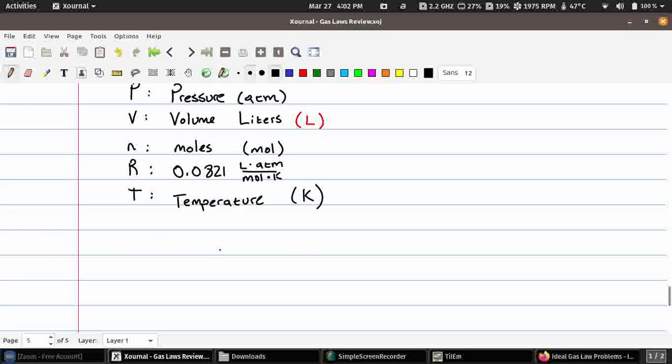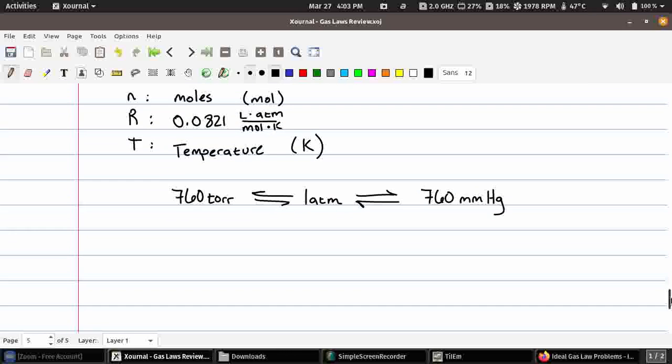First, I'm going to put 1 atmosphere here. And then we're going to do some equilibrium arrows. So we have 760 torr is equal to 1 atmosphere, meaning 1 atmosphere is also equal to that many torr. Over here we have 760 millimeters of mercury. So that means that 760 millimeters of mercury is equal to 1 atmosphere.